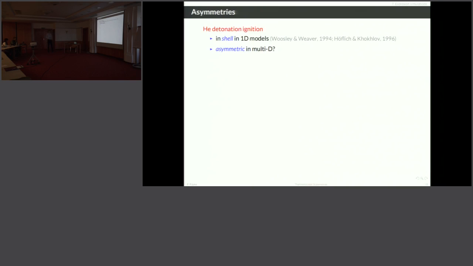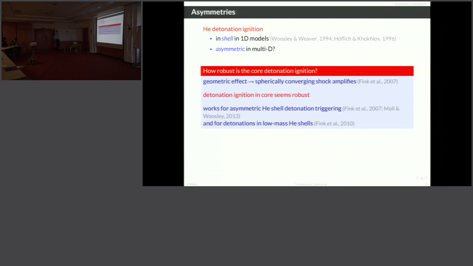This was done already in one-dimensional models, that I would just mention here in order to make the contrast to multi-D models. So in a one-dimensional model, of course, because of spherical symmetry that you assume there, the triggering of the detonation in the helium shell is always in the entire shell. Asymmetric effects can only be studied in multi-dimensional simulations. And then, of course, new questions arise.